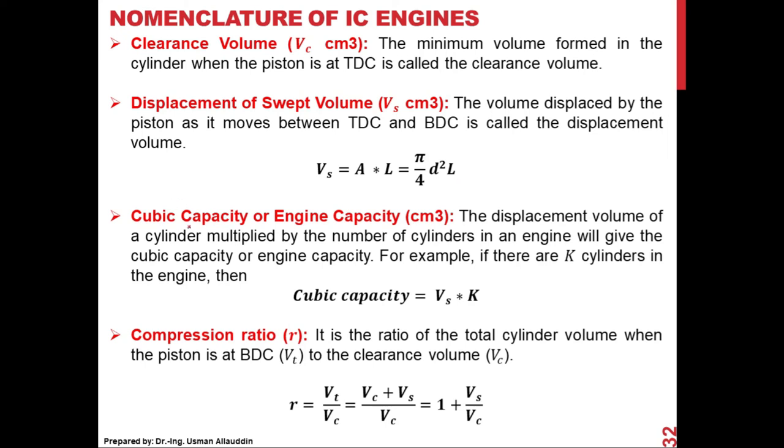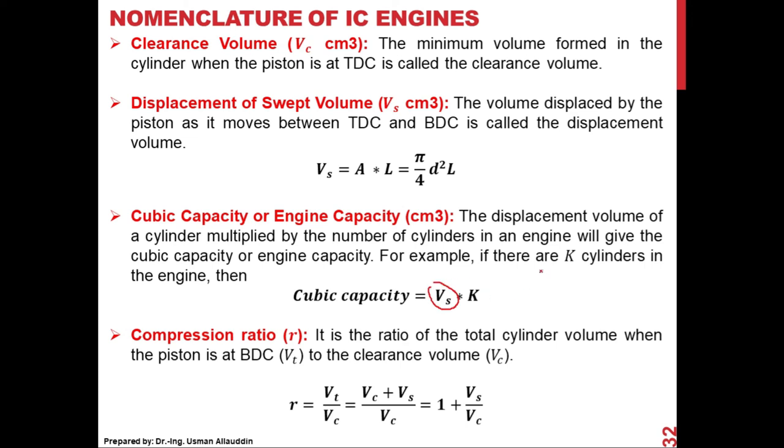So cubic capacity or engine capacity is a very common term, for those who are familiar with bikes and cars, like 660 cc engine, 1000 cc engine, 1300 cc engine, 850 cc engine. So this is the engine capacity. How do you calculate the engine capacity or cubic capacity? You need to multiply the swept volume of a cylinder with the number of cylinders.